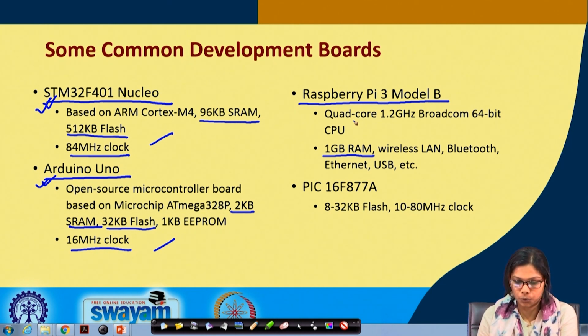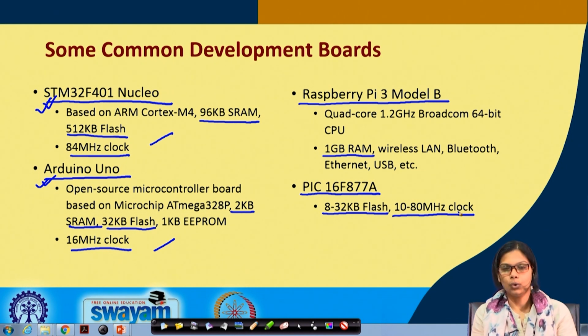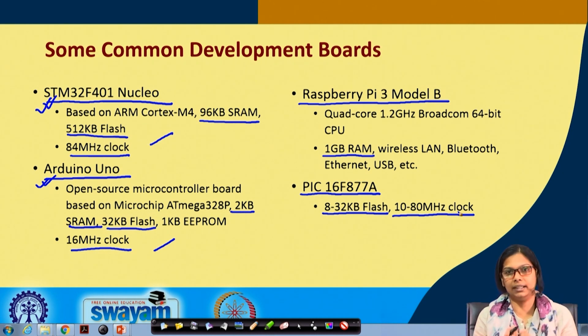Another microcontroller board is the PIC microcontroller board. This is one of the models, the 16F877A. The features are like this: it has got 8 to 32 KB flash and the clock speed can range from 10 to 80 megahertz. So, when you think of developing very simple kinds of applications, then of course we can think of using these PIC based microcontroller systems.